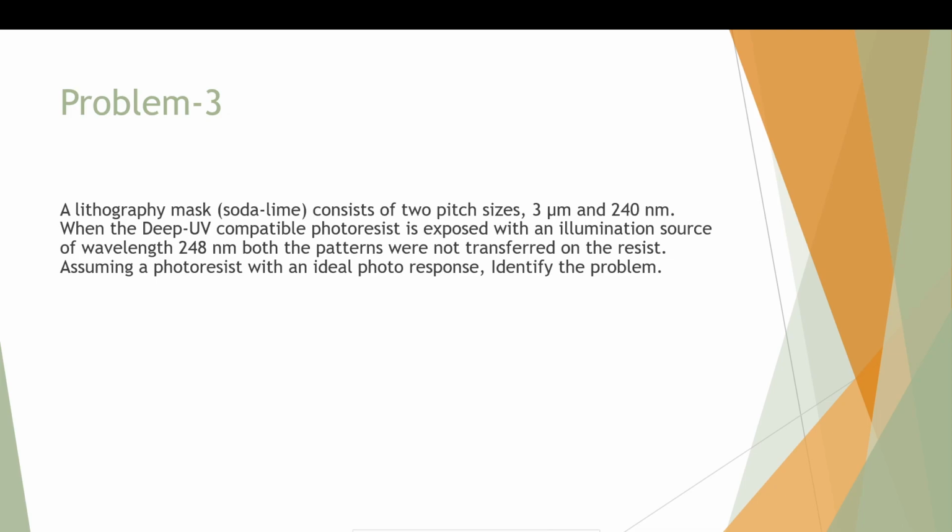A lithography mask made of soda lime consists of two pitch sizes, 3 micrometer and 240 nanometer. When the deep UV compatible photoresist is exposed with an illuminating source of wavelength 248 nanometer, so they have given the wavelength of the source, both the patterns were not transferred on the resist.